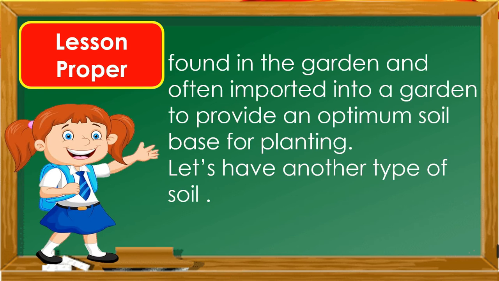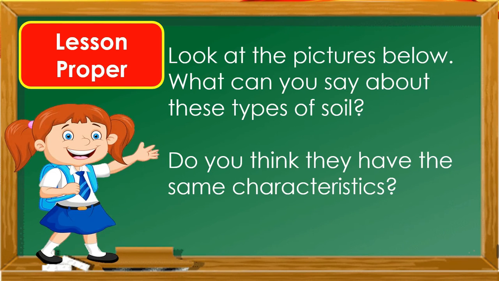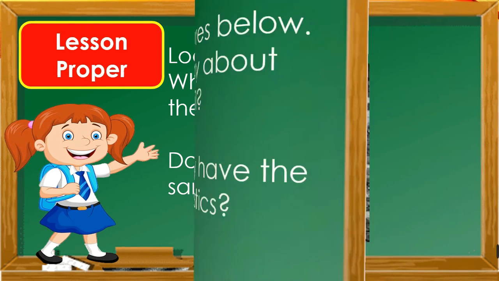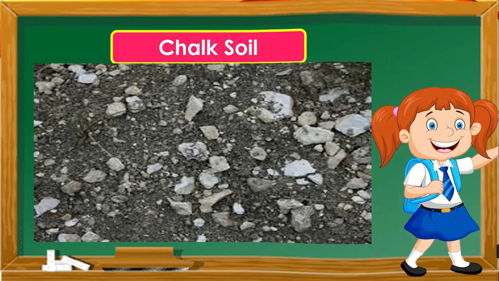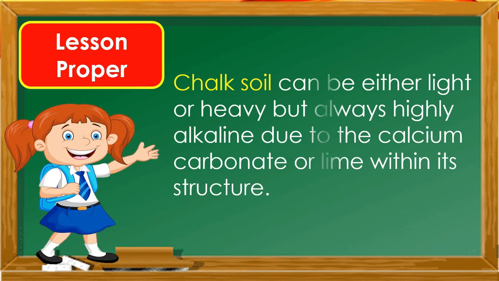Let's have another type of soil. Look at the pictures below. What can you say about this type of soil? Do you think they have the same characteristic? Chalk soil. Chalk soil can be either light or heavy, but always highly alkaline due to the calcium carbonate or lime within its structure.